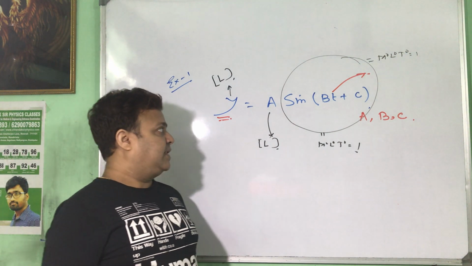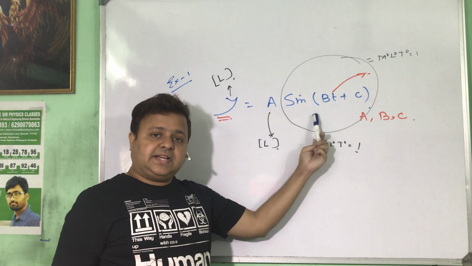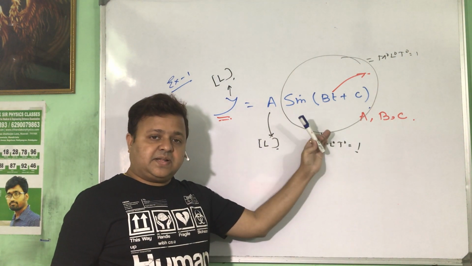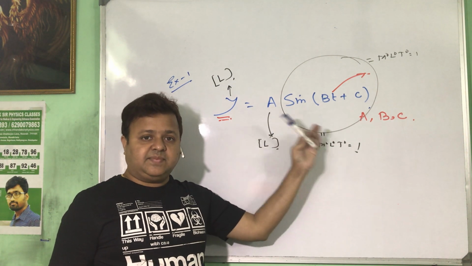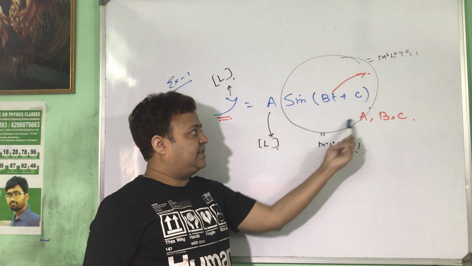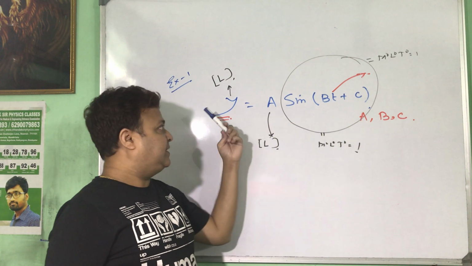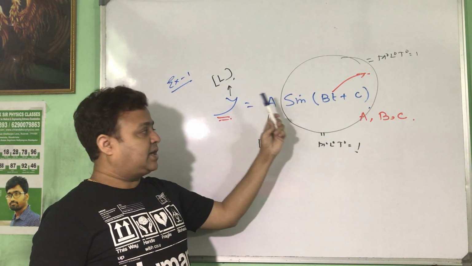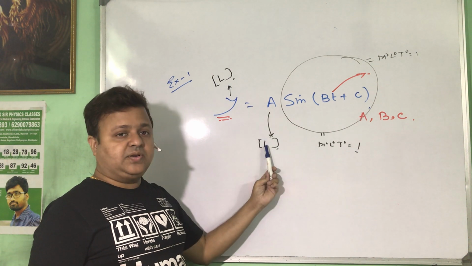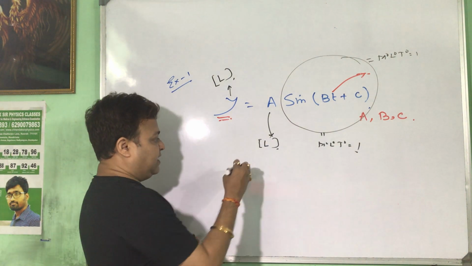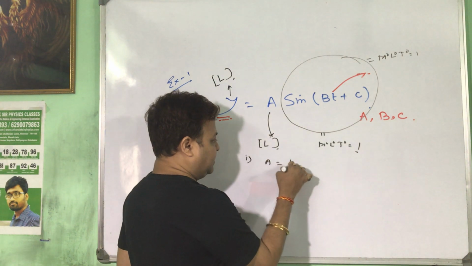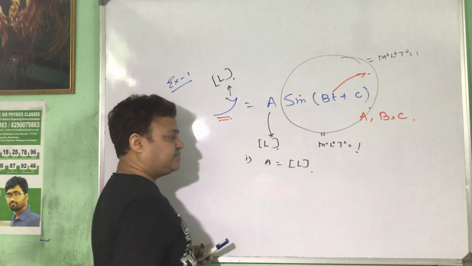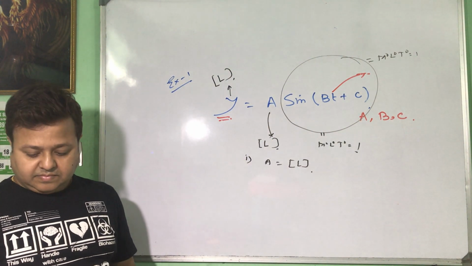Again, this is the mathematical term. All types of mathematical terms or mathematical constants are dimensionless. That means this is a dimensionless quantity. The dimension on the left hand side is L. This one is a dimensionless quantity. So the dimension of A must be equal to length. So the dimension of A is length. Clear?